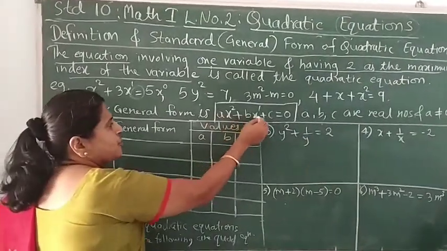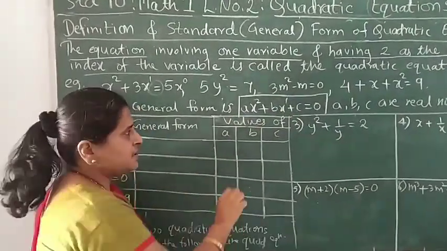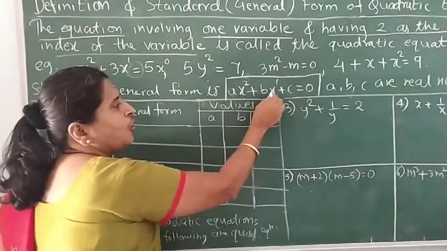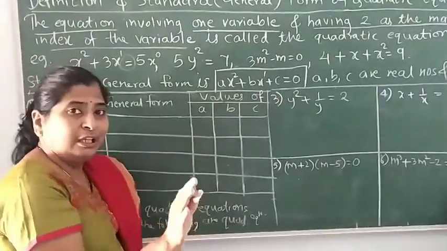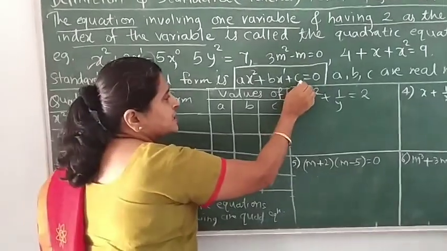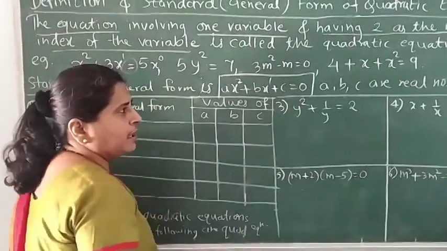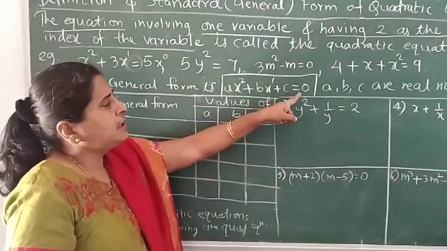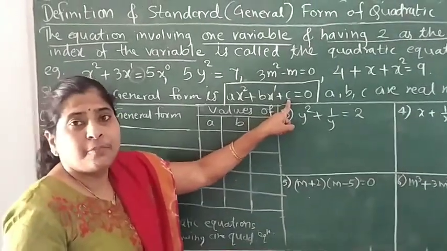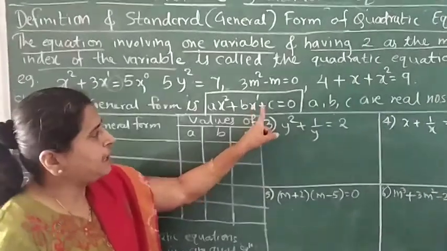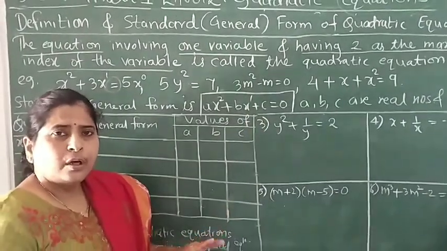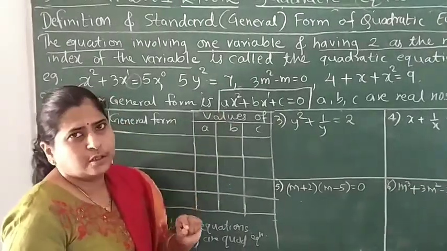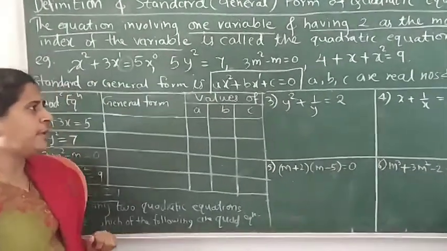So these 3 values a, b, c can be any real numbers, only a should not be equal to 0. Now b is coefficient of x, it can be any value including 0. And c is a constant term without variable, it also can have any real value and its value can be 0 also. So b and c can be 0, either b or c or both, but a should not be 0. That is the most important thing.